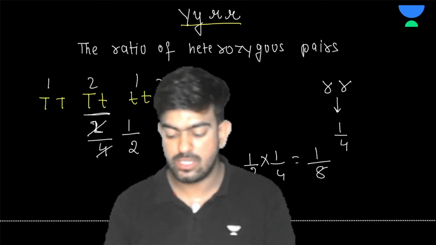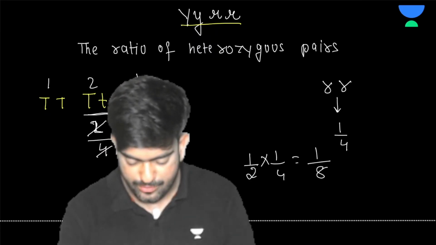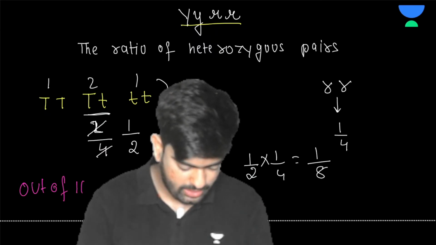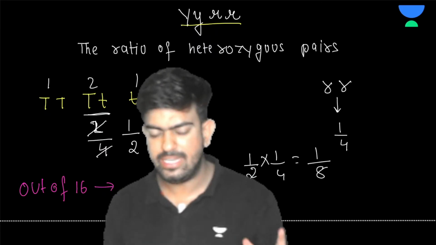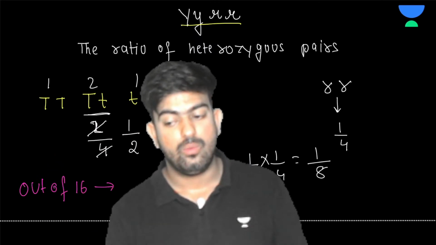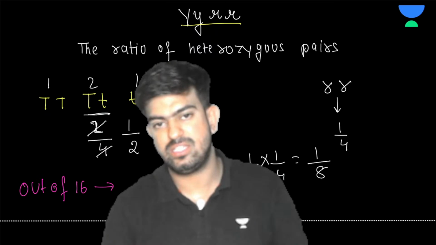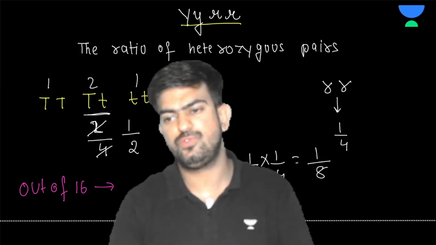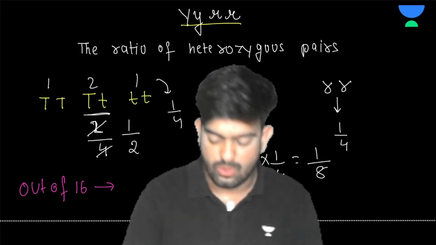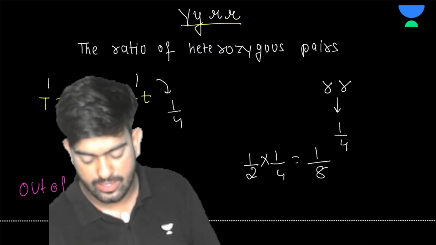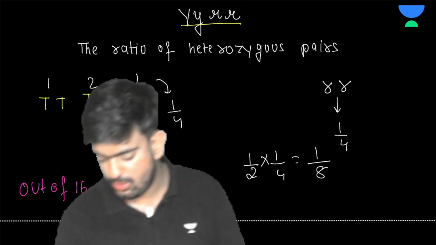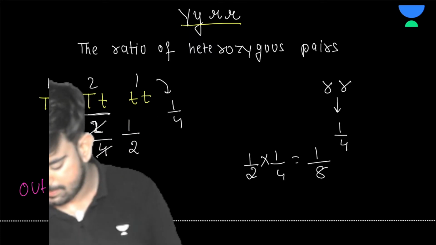Clear? Now what, sir? Now what you have to do? Out of 16, 1/8 of 16, what will it be? It will be 8 divided by 16, and this is how you are going to get your phenotypic ratio. I hope that this thing is clear to everyone. Yes or no? Let me know in the comment box.